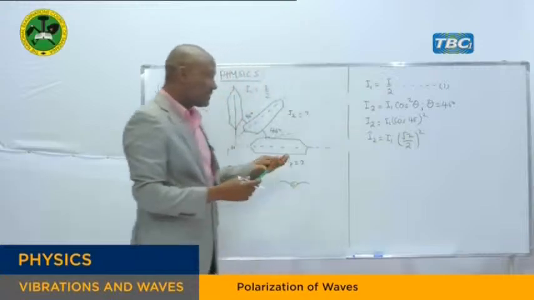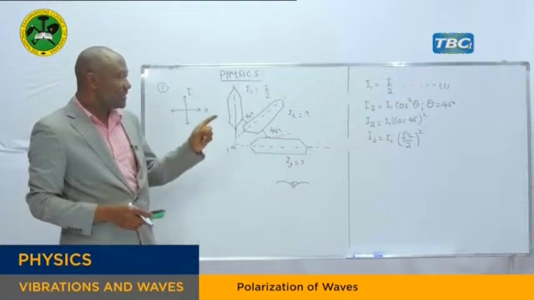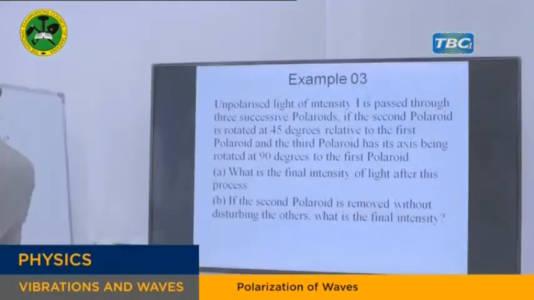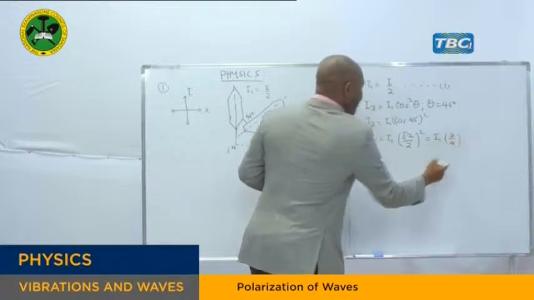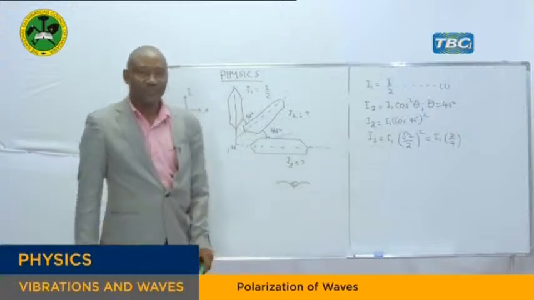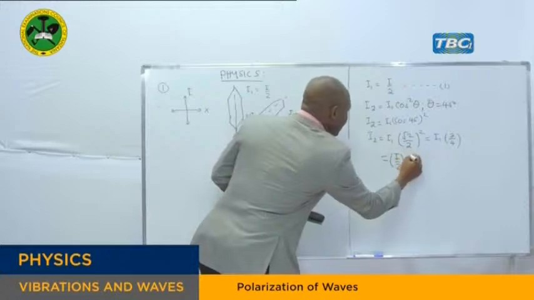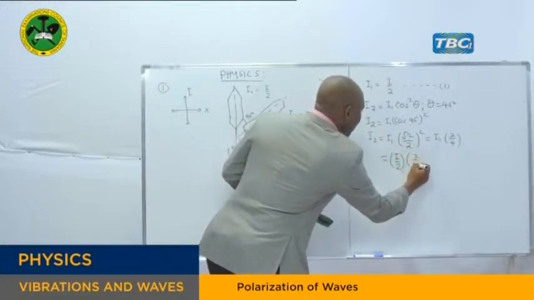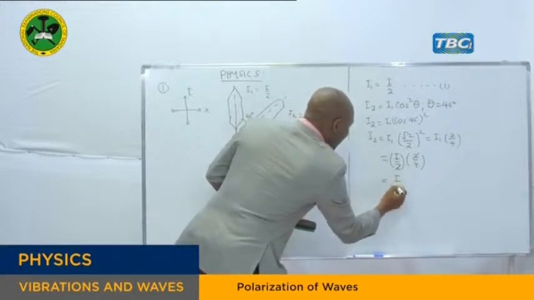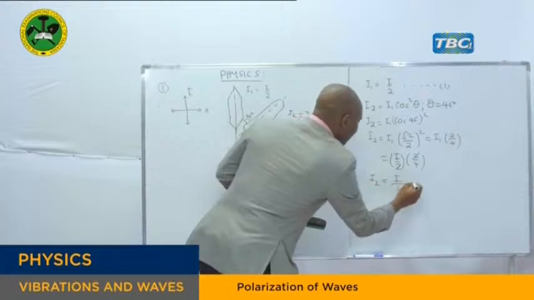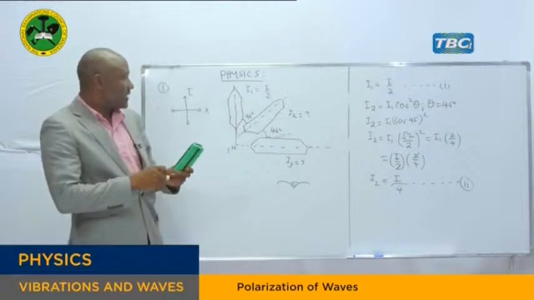Because you're looking for fractions, it is better to convert without the calculator. So this is radical 2 over 2, the cosine of 45. If we square that, it gives us 2 over 4. And we know I1 is I over 2, times 2 over 4. The 2 and 2 cancel out, so you have I over 4. That is the intensity of the light that will be transmitted through the second polarizer.